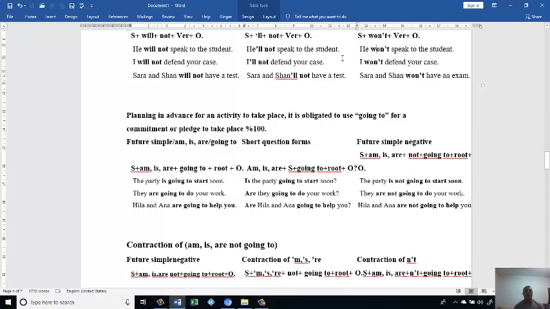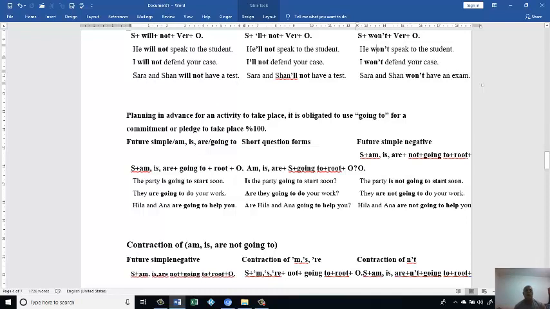He won't. Okay, let's look at this. I will not defend your case. Same thing. I'll not defend your case. Then, I won't defend your case. The difference is only here, when we have "not" separate. It means the attitude of the speaker is putting a little more stress, and maybe is not happy with the situation. That's the reason we make it separate.